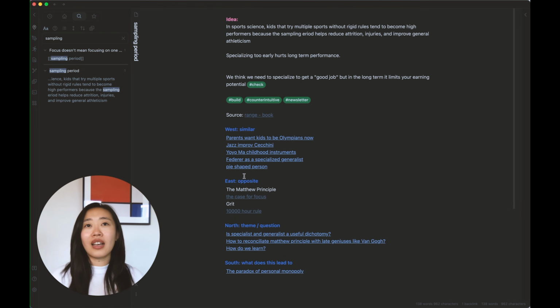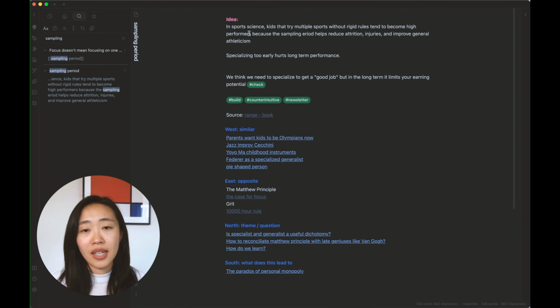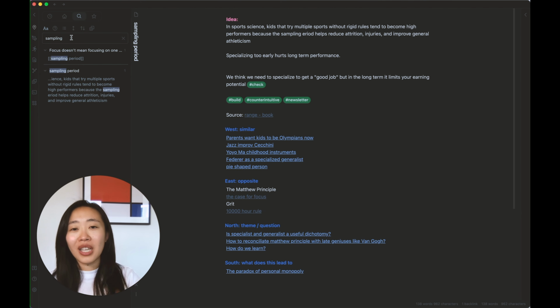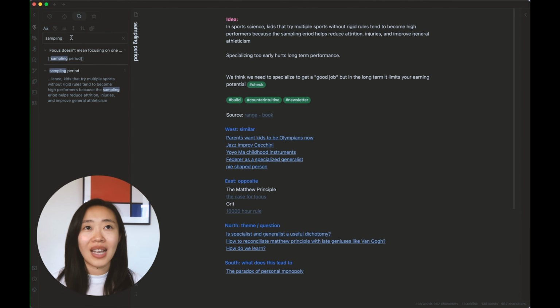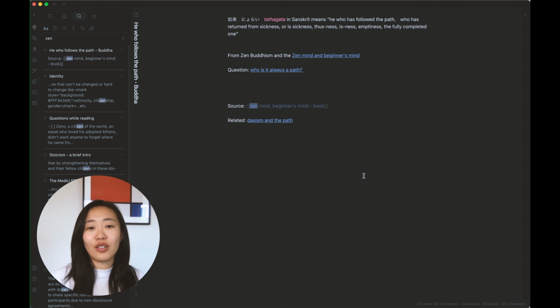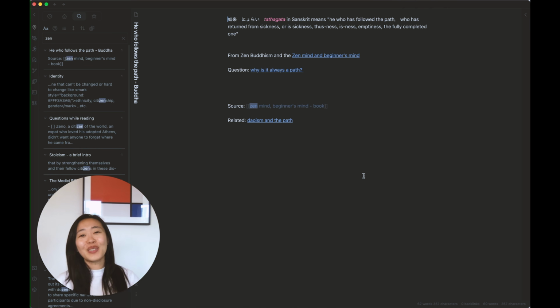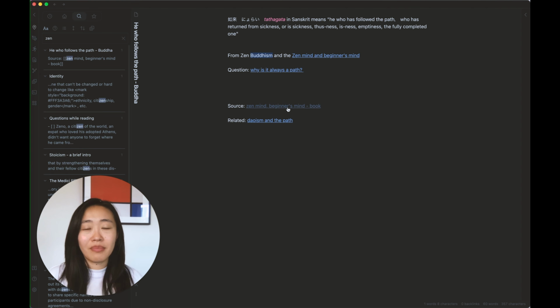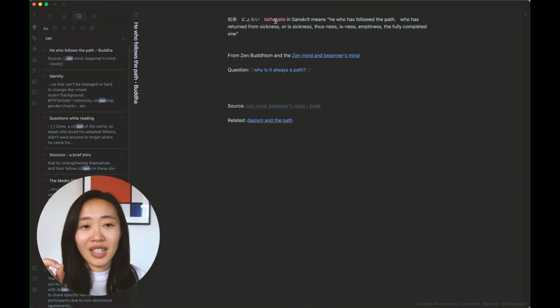The second thing about search is, of course, within the note, the search function will be able to reach. This is intentionally putting some keywords in there to make sure that when you're searching for the idea, it pops up. For example, I'm reading this other book on Zen Mind, Beginner's Mind. So one of the notes that was interesting was in the book, they said the Buddha is someone who has followed the path, who has returned from sickness or is sickness, thusness, isness, emptiness, the full complete one. And I thought it was interesting, not fully understanding what it means, but I specifically added Buddhism behind this because the idea comes from the Buddha.